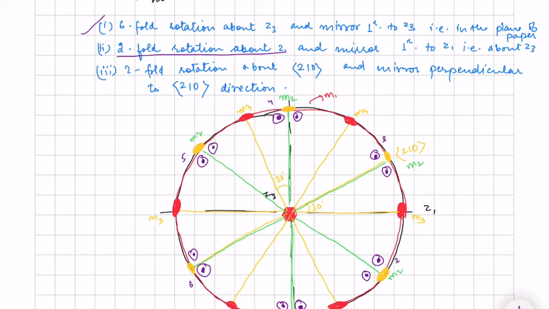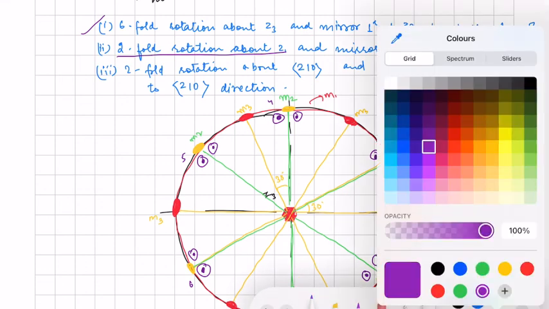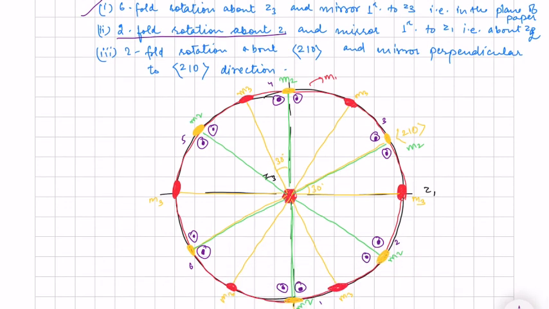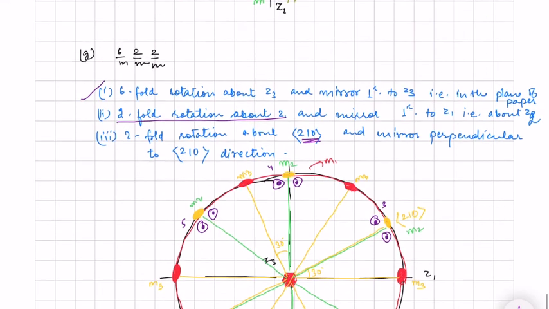Now, if we want to mirror them perpendicular to Z1, that is about Z2, we do not get any change in the points. Okay, we get similar points. If I even mirror here, there is no change. Now, 2-fold rotation about 210 also doesn't give us any new points, and also the mirror. So this is clearly a redundant symmetry.